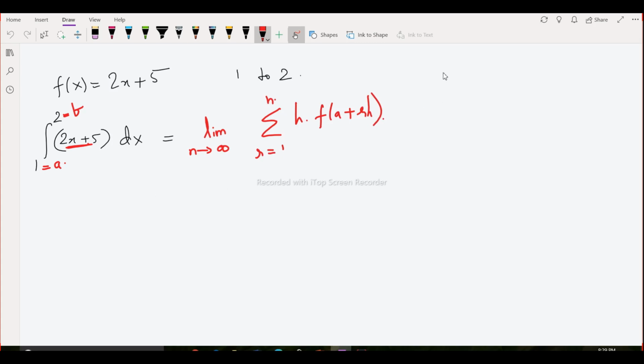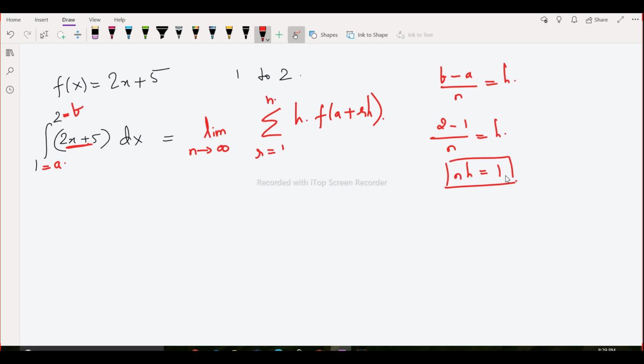This is the formula, right? Now we also know b minus a upon n is equal to h. Now b minus a we know it's 2 minus 1 upon n equal to h. So n into h will give you 1. So I got the value of nh. Okay. Now let's start off this question.